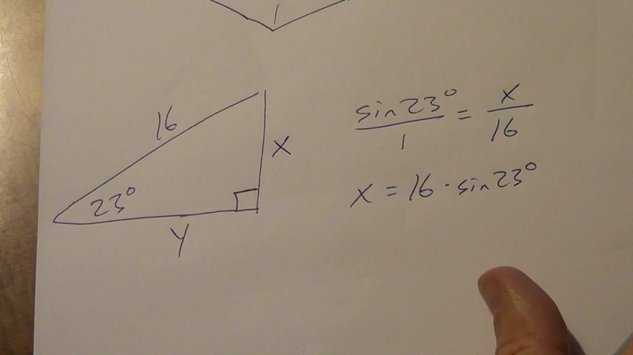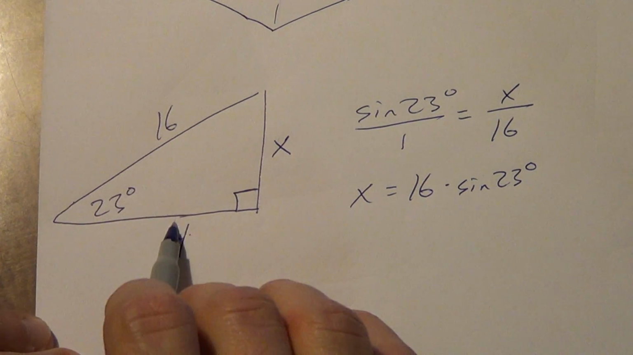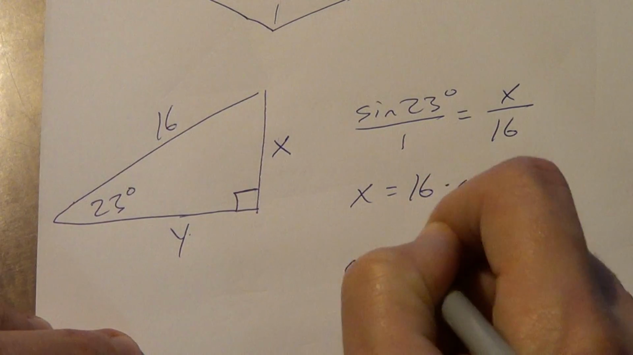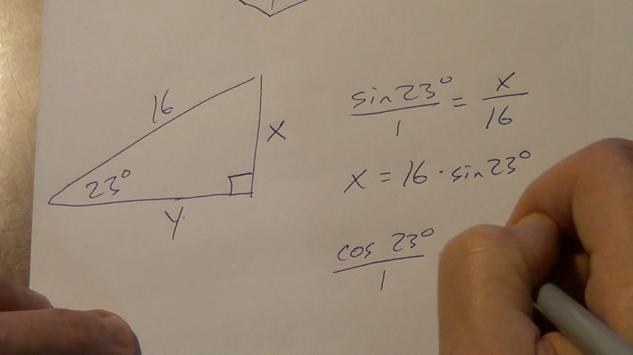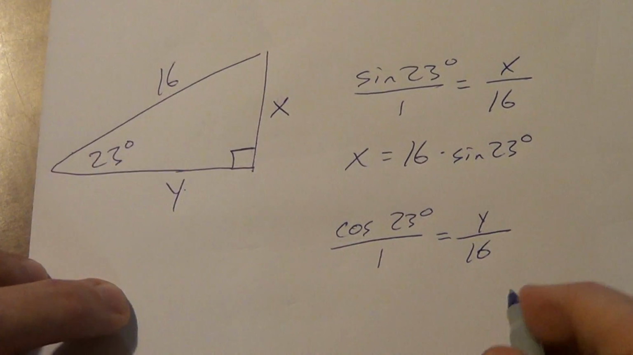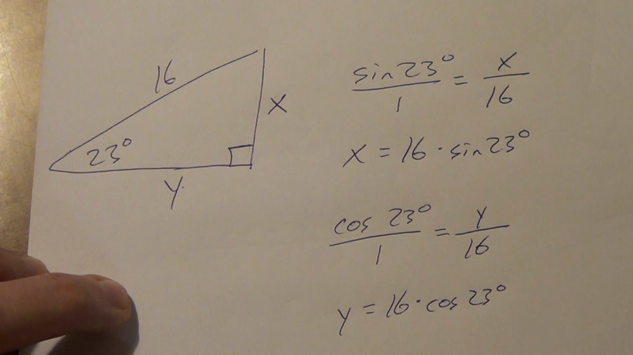Okay, let's solve for y. What is this? This is adjacent. This is hypotenuse. We're using cosine. Cosine 23 degrees over 1 equals adjacent over hypotenuse. Cross multiply, y equals 16 times the cosine of 23 degrees.